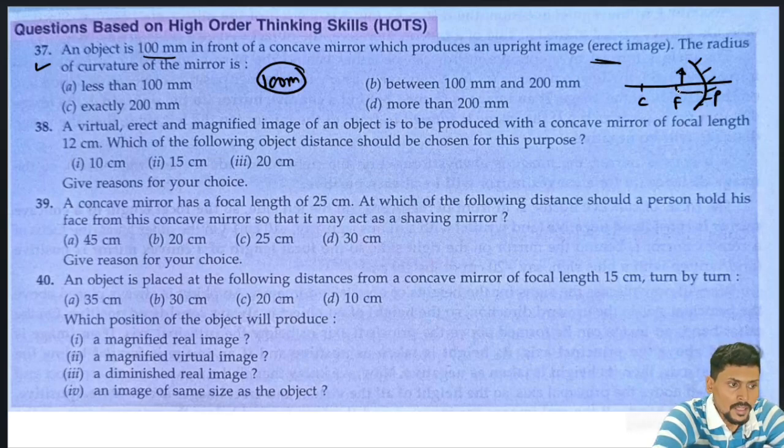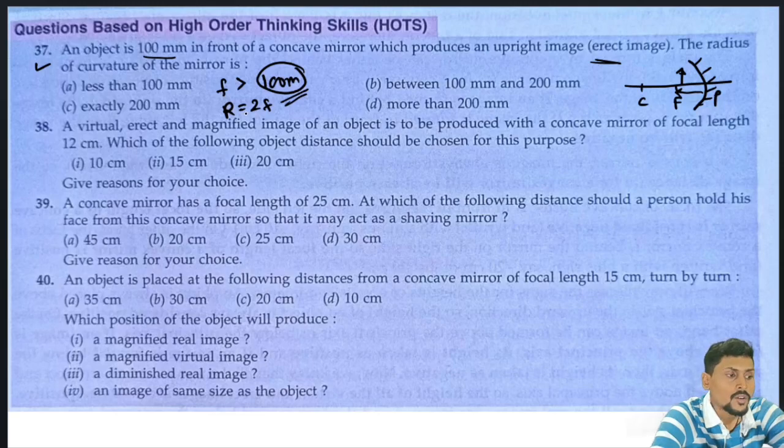So the focal length is definitely more than 100 millimeter, because the object will be between P and F. If the object distance is 100 millimeter, then f will definitely be greater than 100 millimeter. Since f is more than 100 millimeter, the radius of curvature R is 2f. If f is greater than 100, then R will be greater than 200 millimeter, or more than 200 millimeter. So option D is the correct answer.